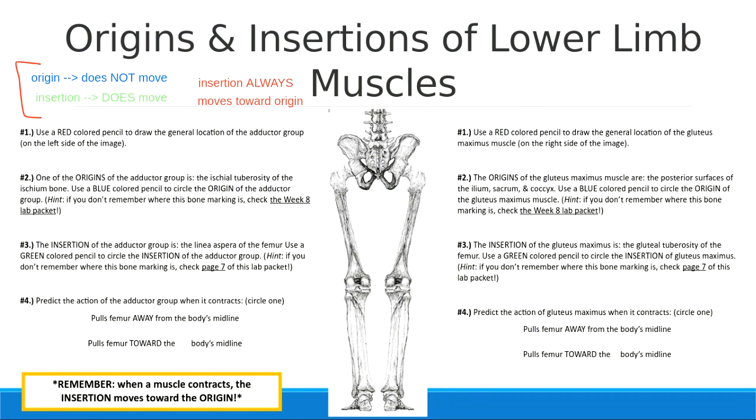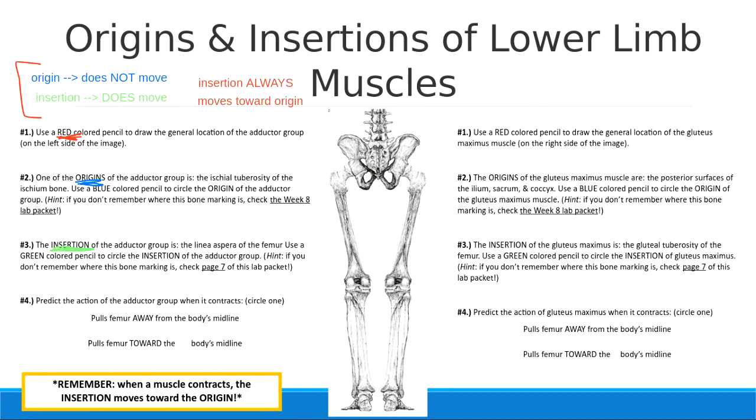All right, so for this activity, the colors that we recommend you consider using are red to show you your muscles, blue to show you your origins, and green to show you your insertions. So I'll do a little color coding here. Remind me, start labeling my bone markings. So we got green for insertions, we got blue for origins here.